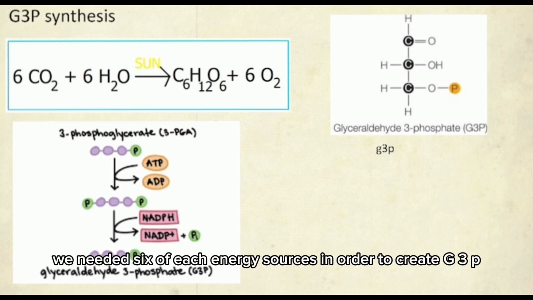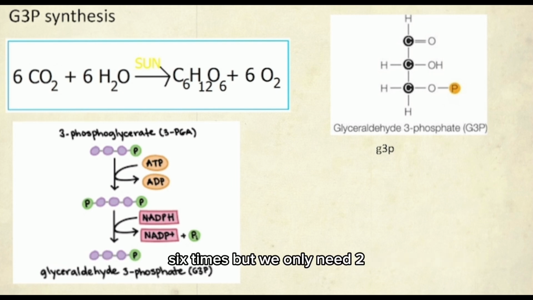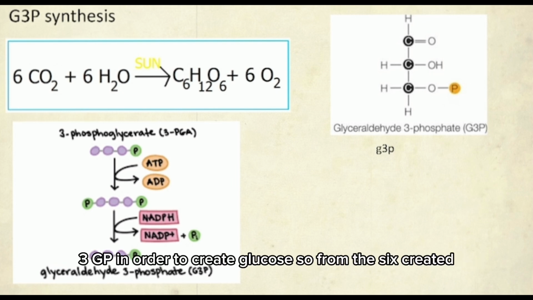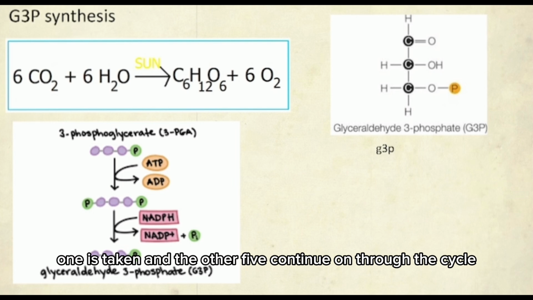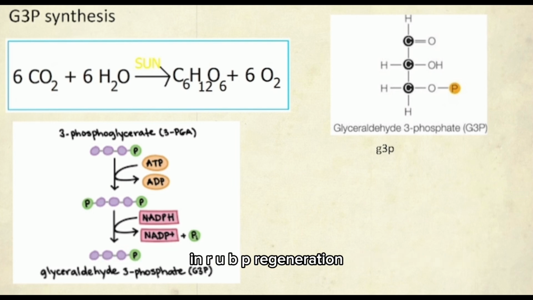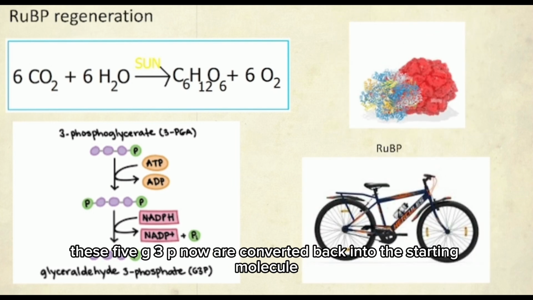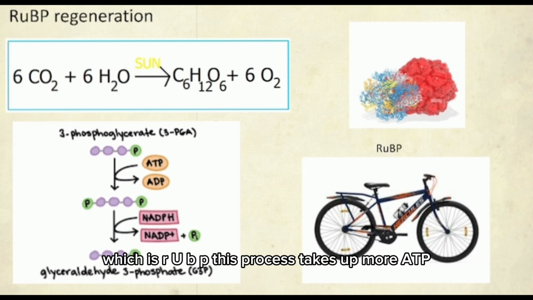We needed 6 of each energy source in order to create G3P 6 times, but we only need 2 G3P in order to create glucose. So from the 6 created, 1 is taken and the other 5 continue on through the cycle. In RuBP regeneration, these 5 G3P now are converted back into the starting molecule, which is RuBP. This process takes up more ATP.